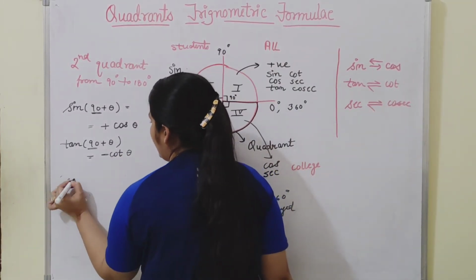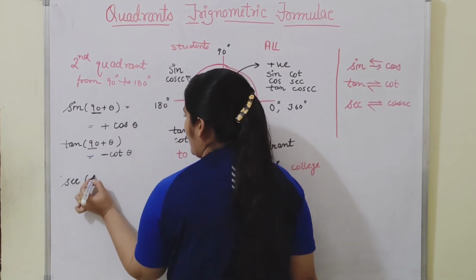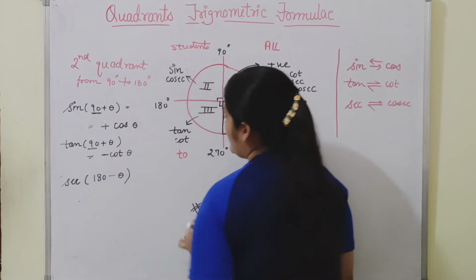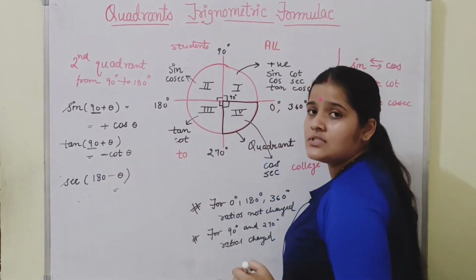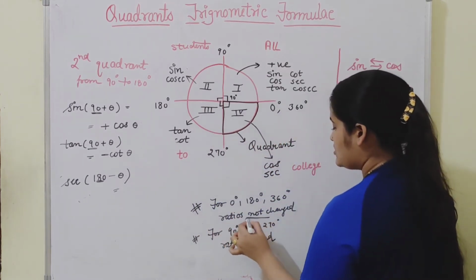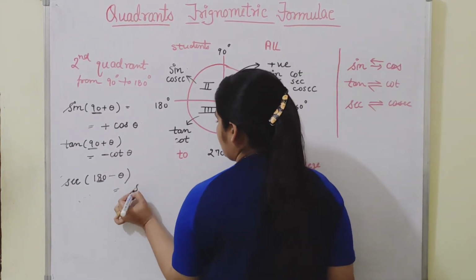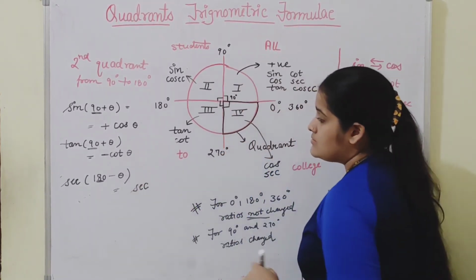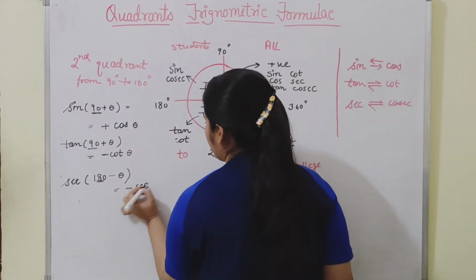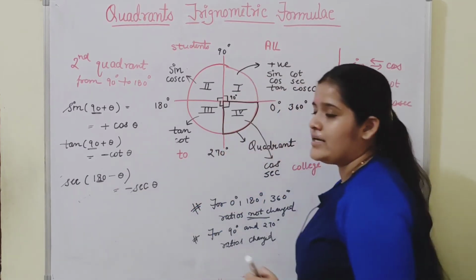Now talk about sec 180 minus theta. Also lying in the second quadrant, 180 degrees being there, so the ratio is not changed. So here sec in the second quadrant is negative, so minus sec theta is the value of sec 180 minus theta.